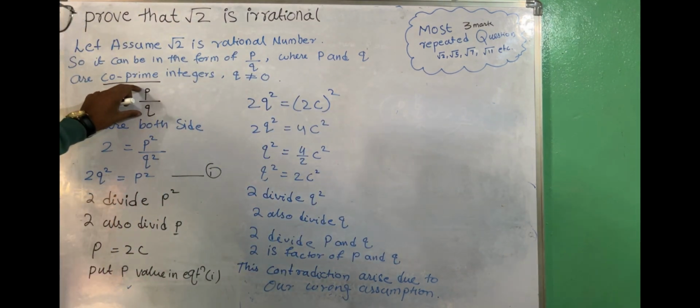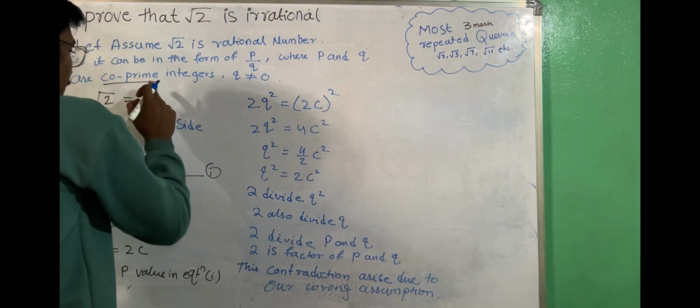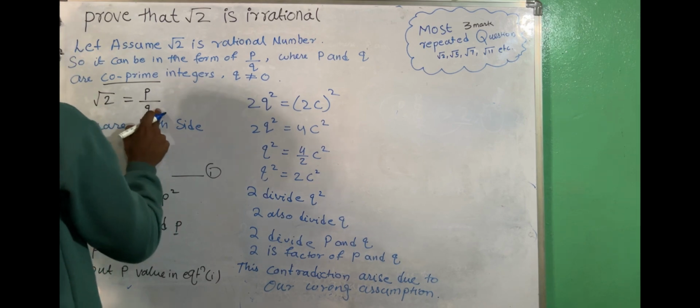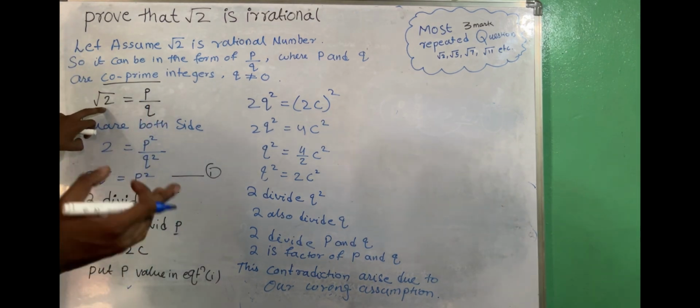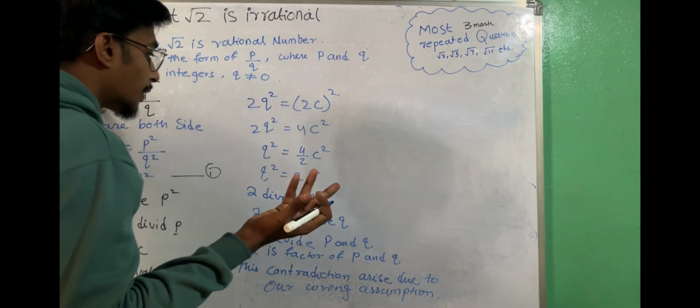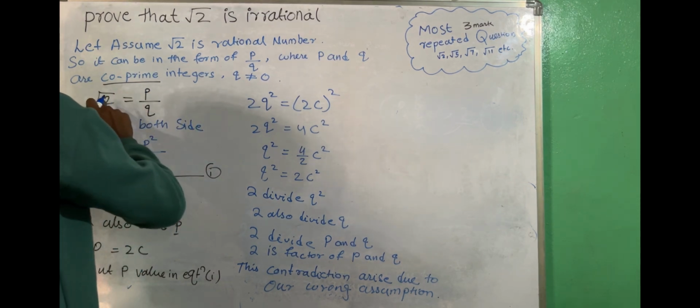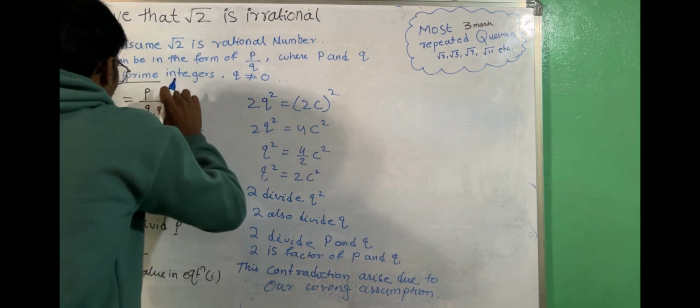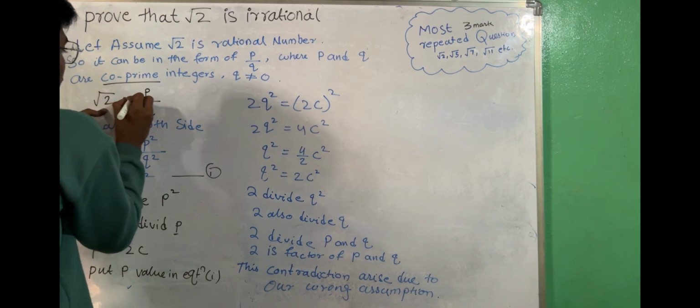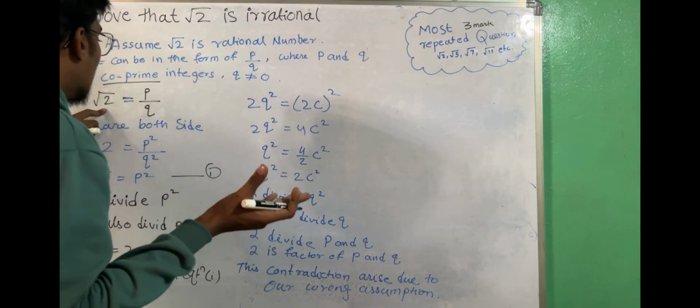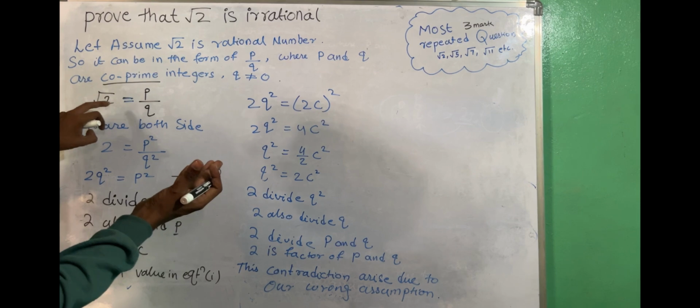P and Q are co-prime integers. It is in the form of P upon Q, so it is a rational number. And root 2 is not a rational number. It has more than one factor. If it is not a rational number, it will be an irrational number. Irrational number and rational number both are equal? This is not possible. This contradiction arises due to our wrong assumption.